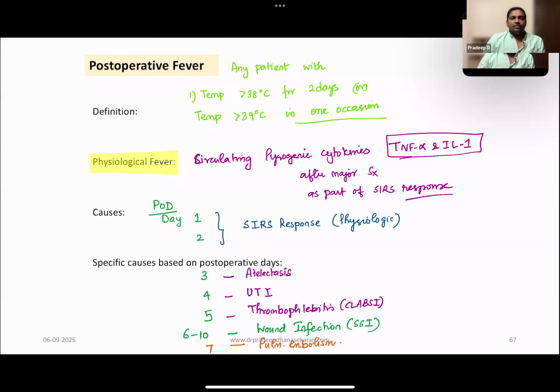From day 3 onwards you have a specific cause. Day 3, that is atelectasis. Day 4, urinary tract infection. Day 5, thrombophlebitis from cannula related infections. Day 6 to 10, you have wound infection, that is surgical site infection. And day 7, you have DVT or pulmonary embolism as the cause for fever.